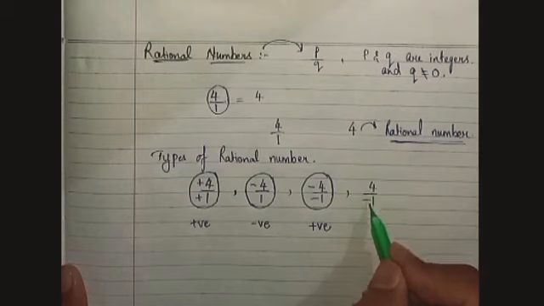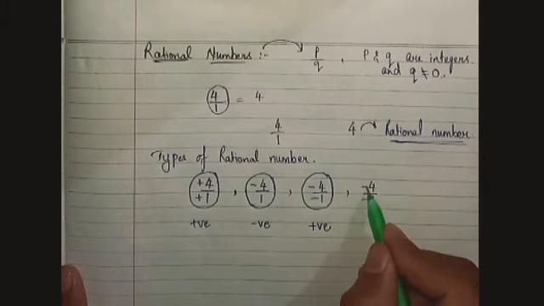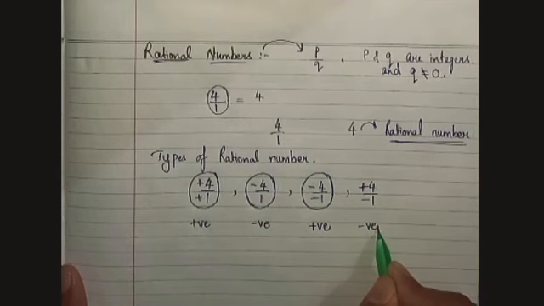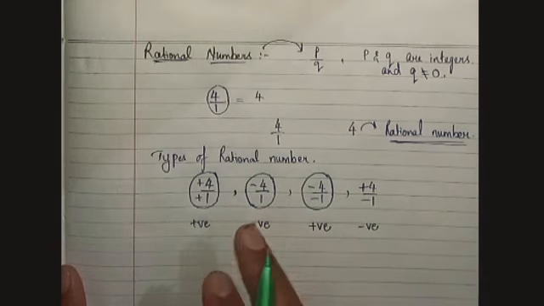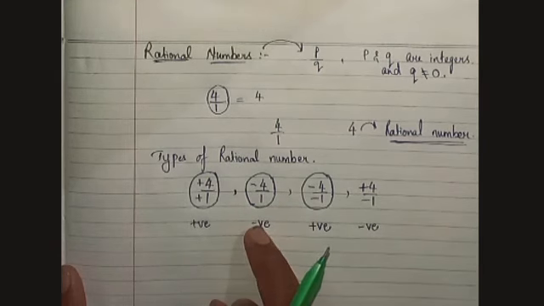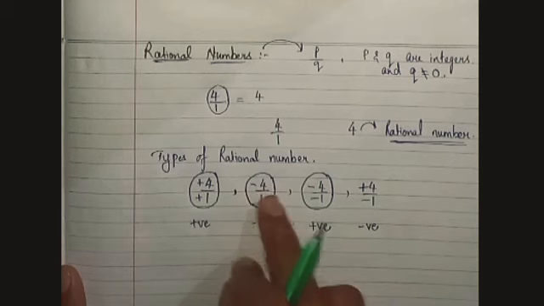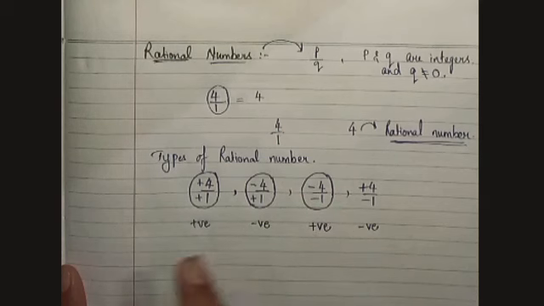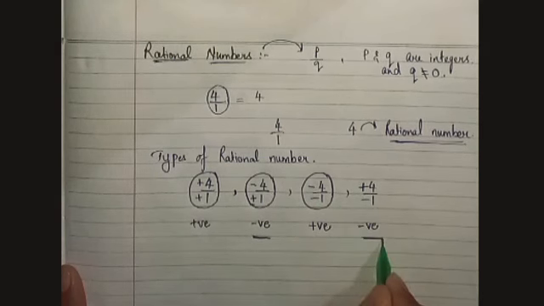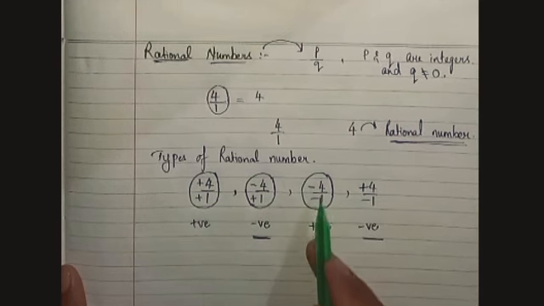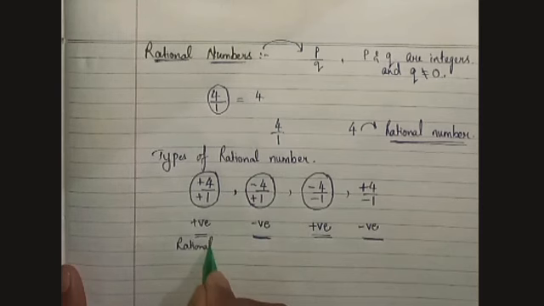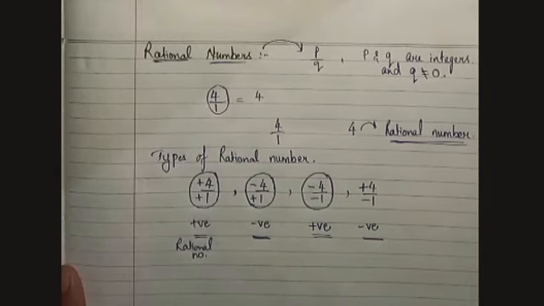And here, as I can see, again numerator is positive and denominator is negative, so my rational number will be negative. So in fact I can say if any one of numerator or denominator is negative, then the rational number is negative. And if both are positive or both are negative, then the rational number is a positive rational number. Clear?